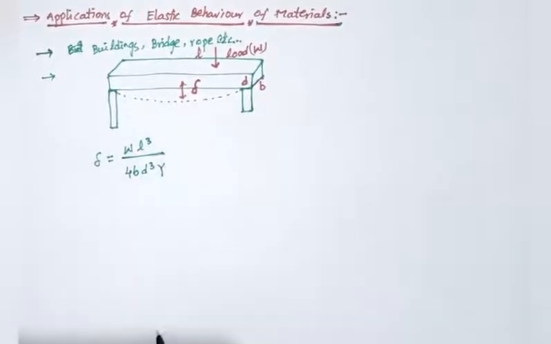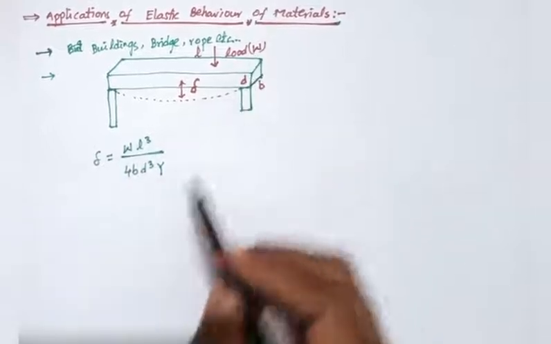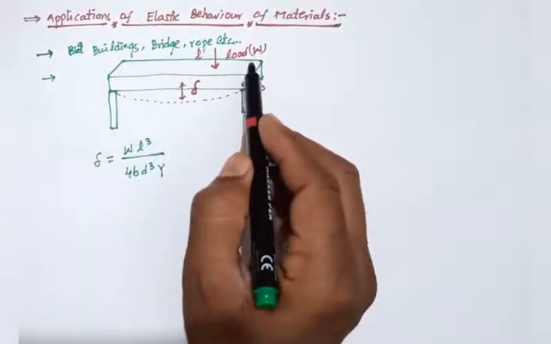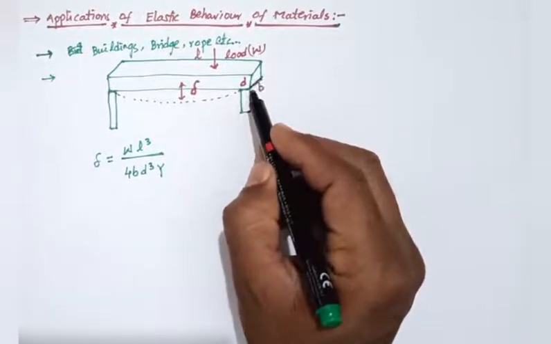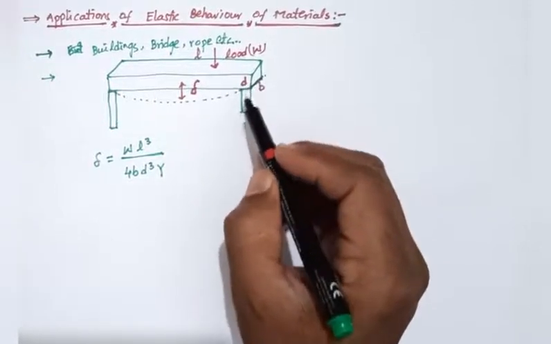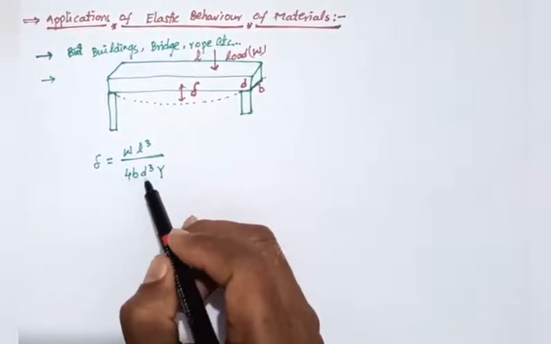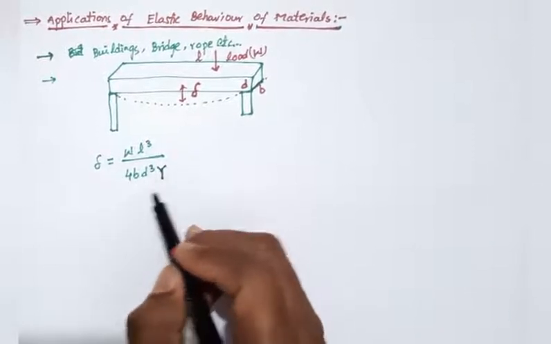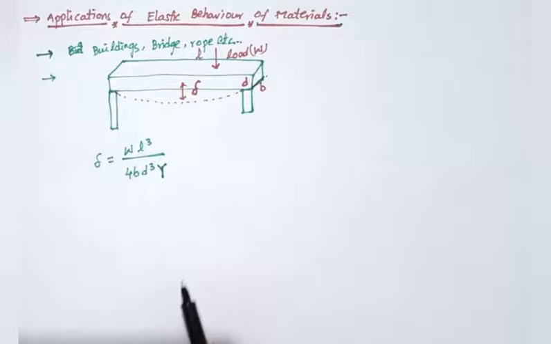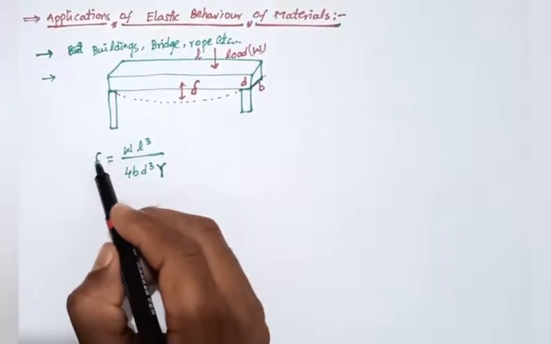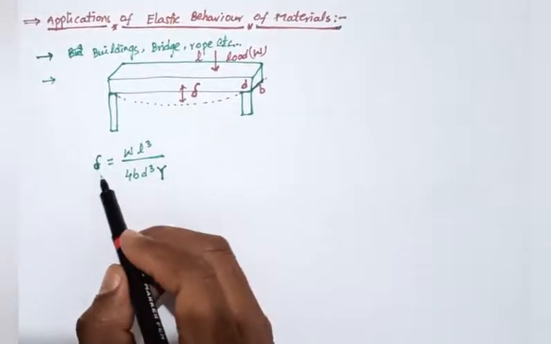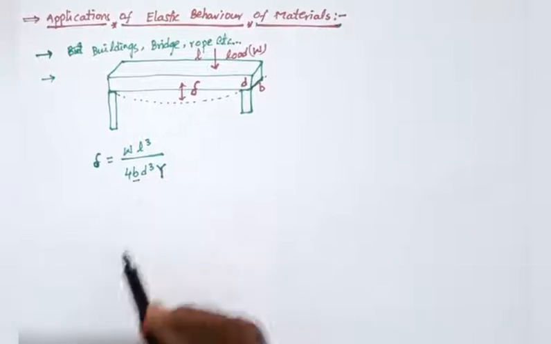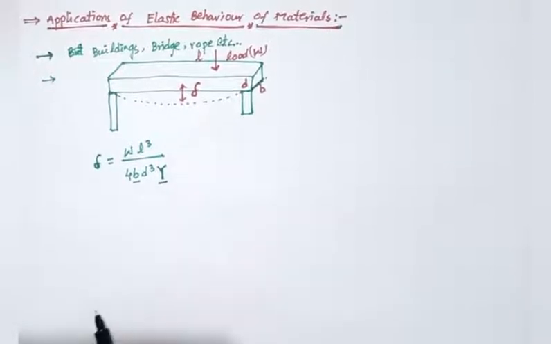In this equation, W is the load, L is the length of this bridge, B is the width, D is the depth. Okay, breadth and depth. Y is the Young's modulus of this material. So the elongation is minimum when the breadth is maximum, Young's modulus is maximum, and depth is also maximum.